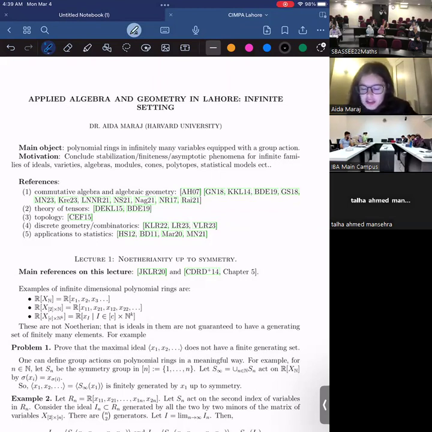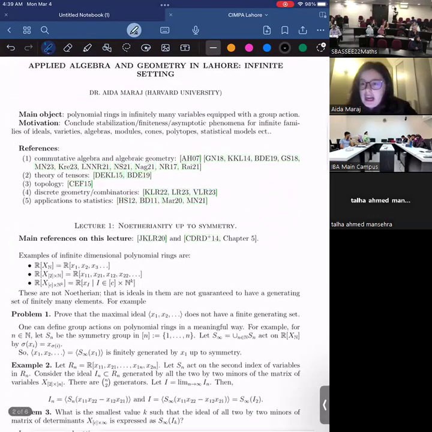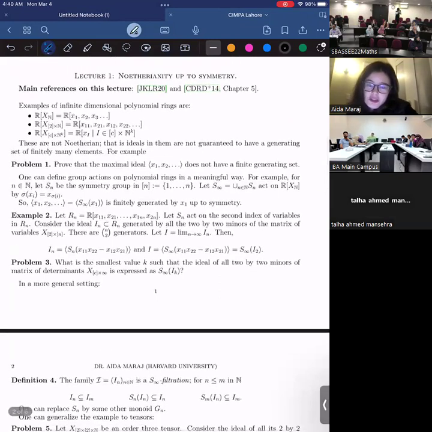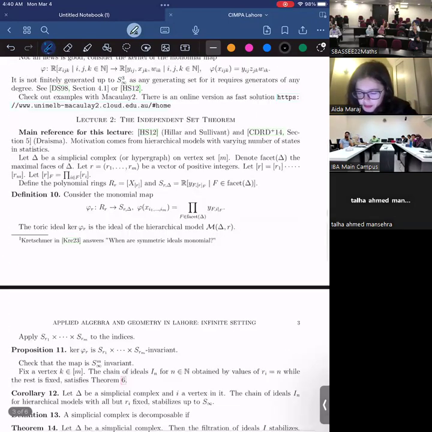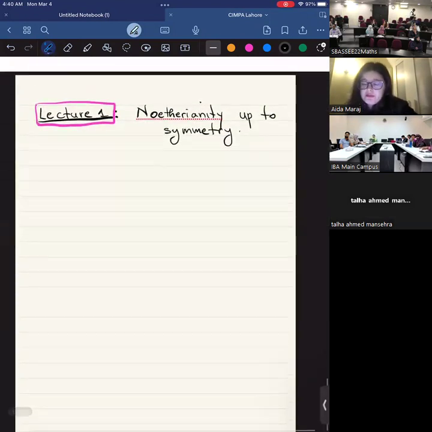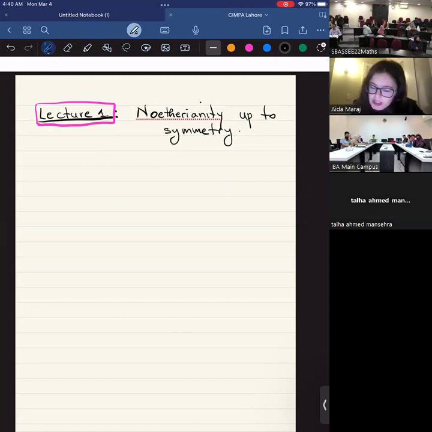As I said, I will share some typed notes, but throughout this talk we will just write together. So not everything that I'll say is written in the notes, just some key points, and the references will be there too. Okay, so in lecture 1, we will get introduced to this world. As I mentioned, the objects are these polynomial rings in infinitely many variables. So how do they look?